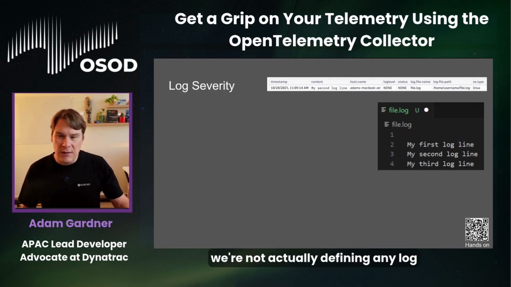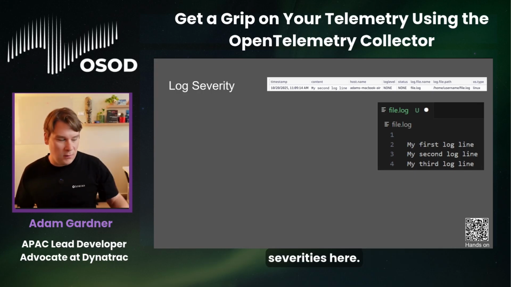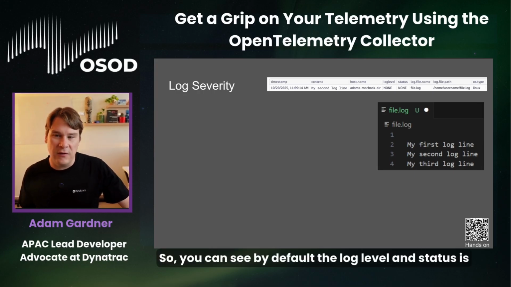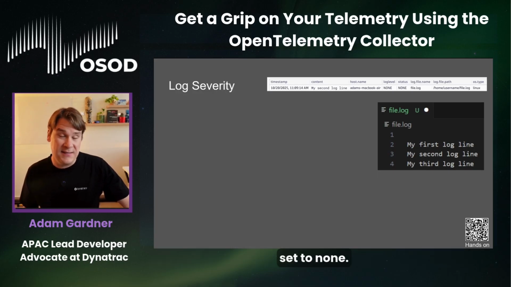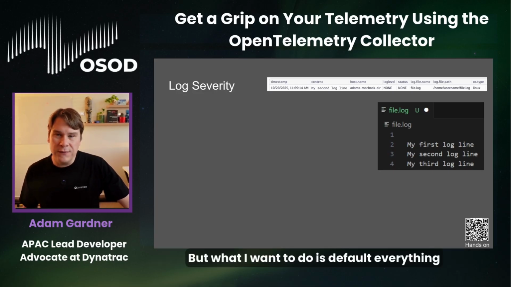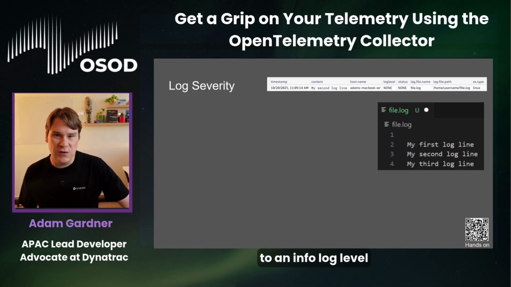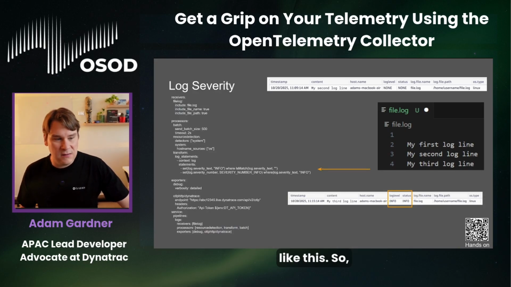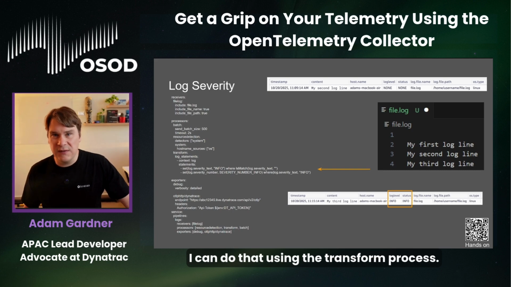Now we're not actually defining any log severities here. We're just sending my first log line. So you can see by default the log level and status is set to none. But what I want to do is default everything to an info log level, like this. So I can do that using the transform processor.